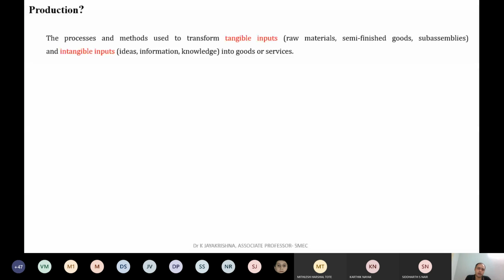We are going to transform these things. Transform means we are going to add value to these tangible and intangible inputs, and we are going to come out with some goods and services. So that's what we call production.